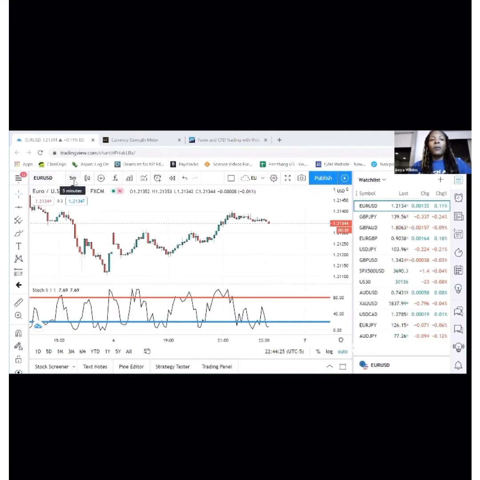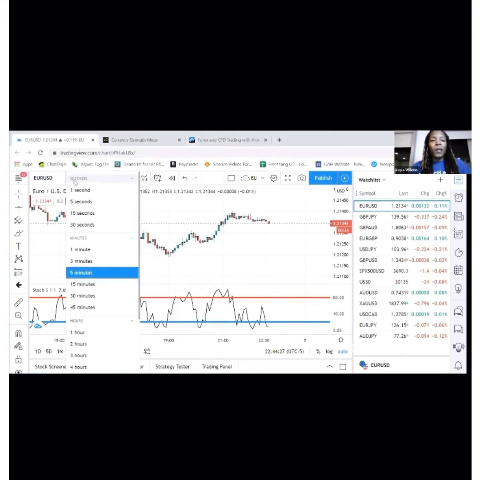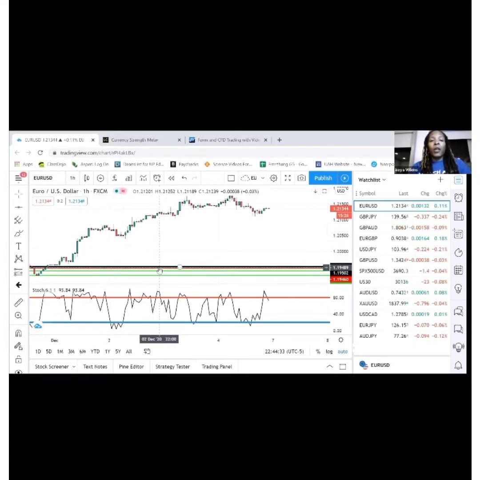Right here, we have the time frame. As you can see, I'm on a 5-minute. I'm going to go down to a 1 hour, because I like to trade on the 1 hour and 30-minute time frames. As you can see here, these are some old markups, so I'm just going to get rid of these. If I click on it, I can actually delete it.